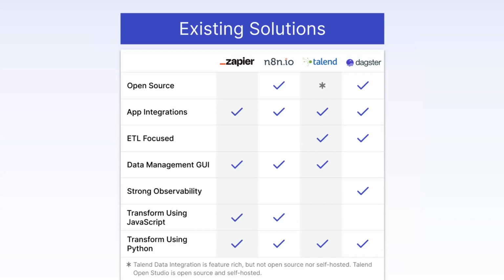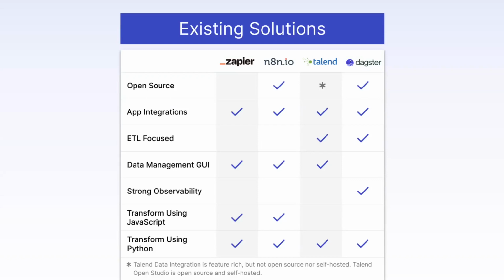n8n, for example, offers integration with more than 250 apps, including social media and messaging apps like Facebook and Slack. They also offer different types of workflow triggers, such as webhooks, scheduling, and manual triggers. For an ETL user, however, it can be unnecessary and might make it difficult to navigate and find what you really need. There are ETL-focused solutions as well, such as Dagster and Talend.